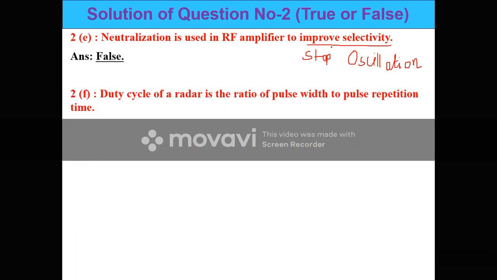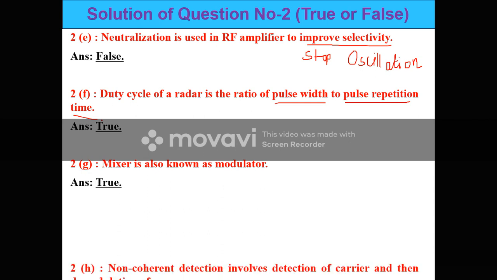Next is duty cycle of a radar is the ratio of pulse width to pulse repetitions. Yes, the duty cycle is the ratio between the pulse width to pulse repetition time. It is true. Next is mixer is also known as demodulator. Yes, mixer is nothing but it is also a modulator. It is a true statement.